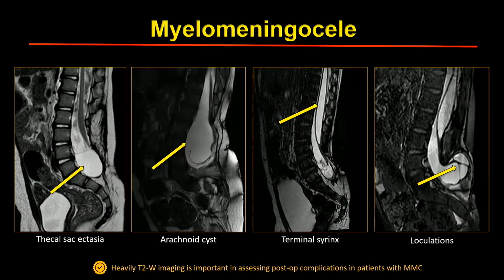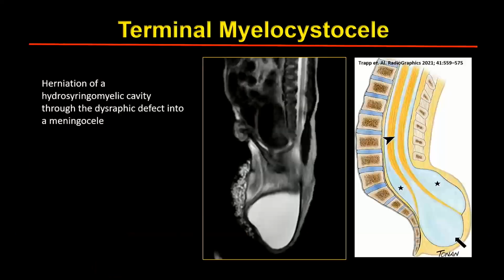Similarly, heavily T2-weighted imaging is very important in assessing post-op complication to distinguish thecal sac ectasia. This is a normal finding. This is how post-op meningocele patients will look. Low-lying placode cord, a little bit of thecal sac ectasia, but heavily T2-weighted imaging can distinguish the thecal sac ectasia from an arachnoid cyst. Again, I'm not sure if it's projecting very well. There's a thin membrane that goes all around, or a terminal syrinx, or from loculations.